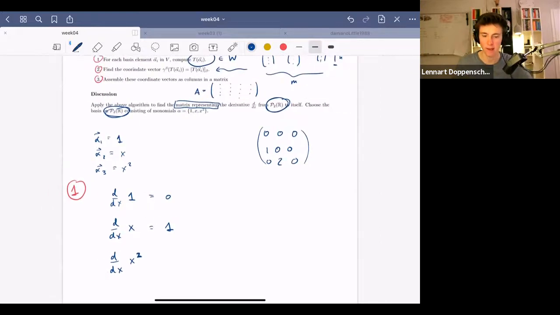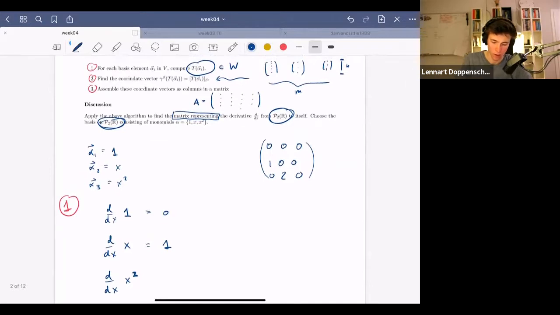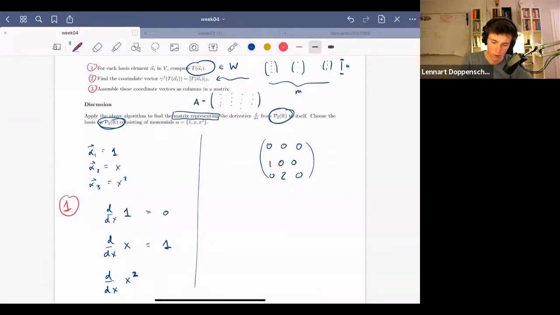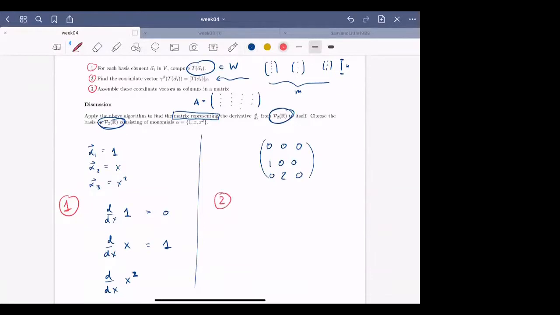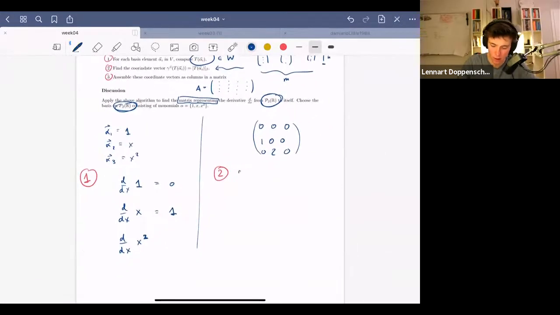I just want to make this an exact analogy to the algorithm so that we know what we do. Okay, so this is the first step. Do you want to continue with step 2? Sure. So step 2, I sort of put them into vector form. Yes, so we want to find the coordinate vectors for what we just computed in step 1, exactly.